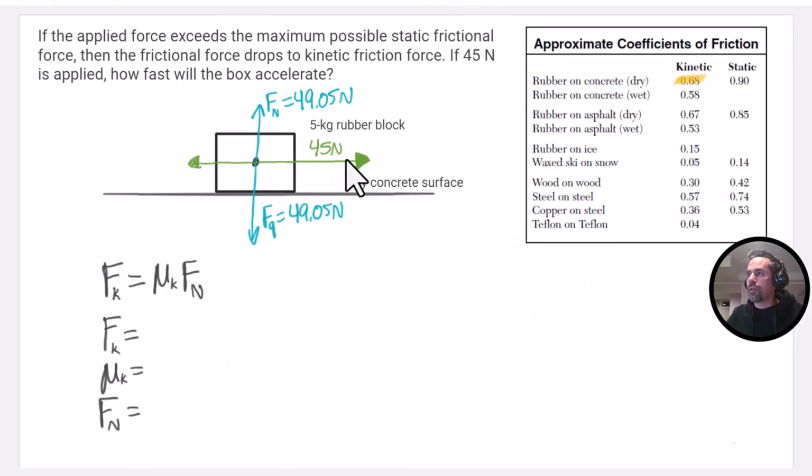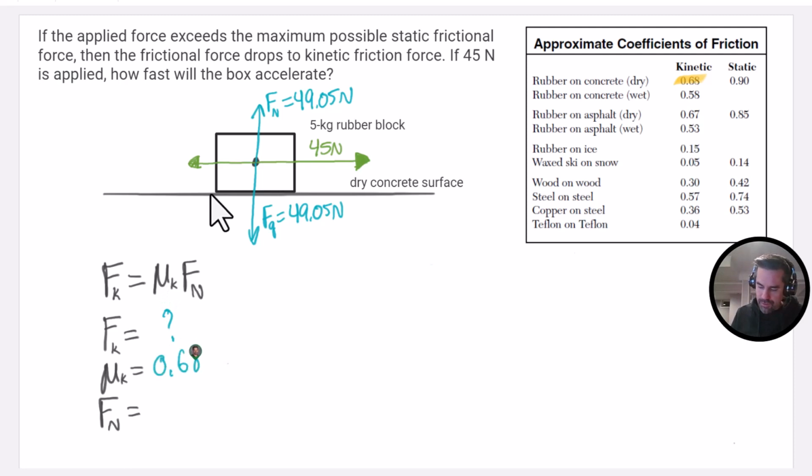All right, so let's go ahead and pull on that same box with a 45 newton force. When we do that, we are going to go into kinetic friction. Kinetic friction is the sliding, when the object is actually moving and sliding. We know that the friction force is going to drop. So the friction force now, we're going to go ahead and calculate this out.